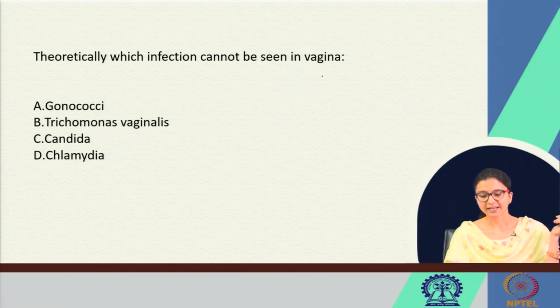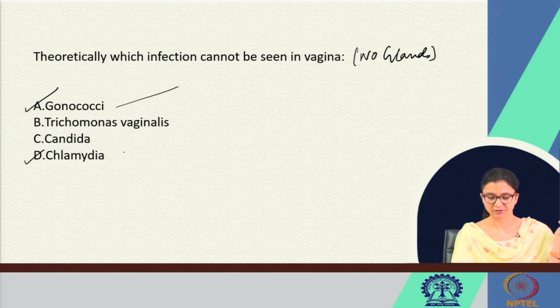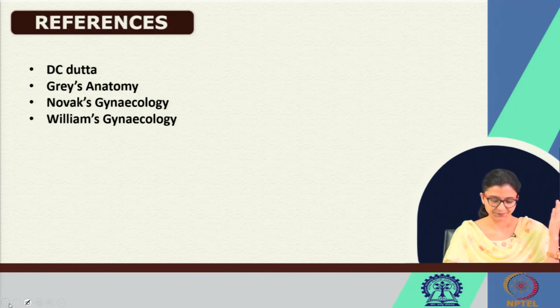Theoretically, which infection cannot be seen in the vagina? Yes, the vagina does not have glands. So, gonococci, Trichomonas, Candida, chlamydia also, both will be the answer. Gonococci and chlamydia theoretically cannot infect the vagina, that is, an intact vagina where there is no breach or tear in the vaginal epithelium.